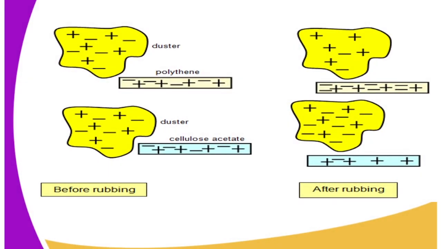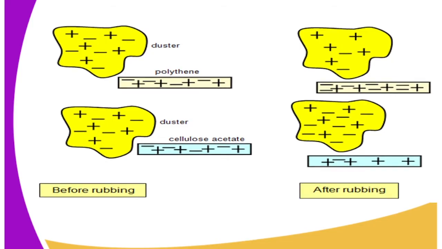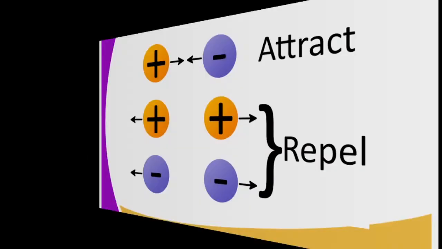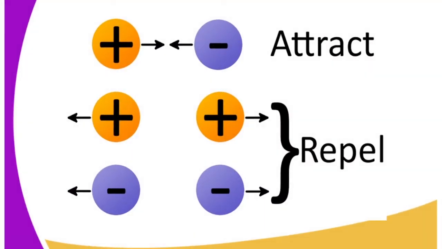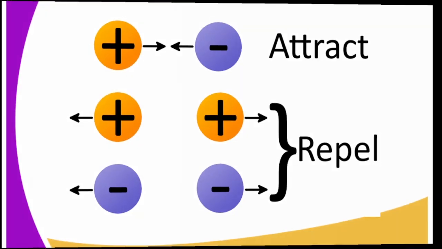And that is why when we take a ruler and we rub it over a surface and bring it close to the pieces of paper, the pieces of paper are attracted. Why? It's because charges are induced upon rubbing. Can you see from the before rubbing, the charges are not distributed evenly, but after rubbing, the charges become distributed evenly, and that causes them to either attract or repel. As you can see, the unlike charges attract and the like charges repel.